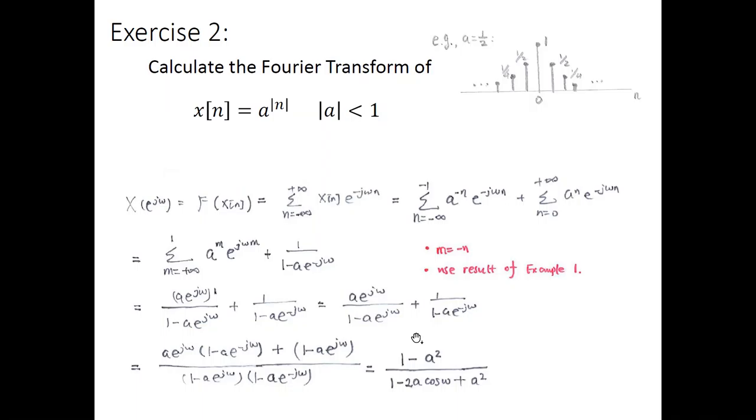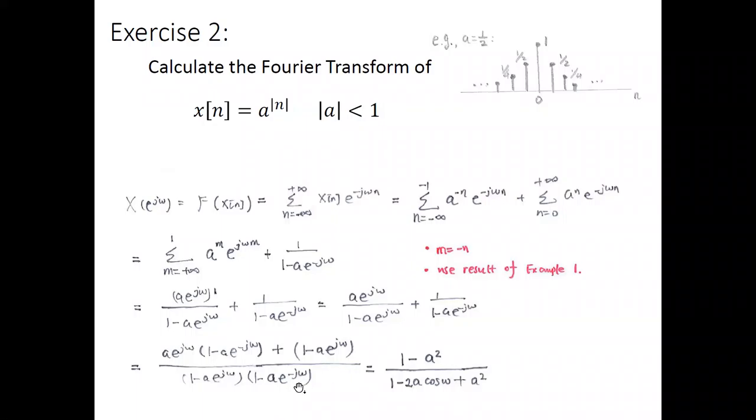If you are interested, you can simplify a little bit. Note that the two denominators are not the same. The first one has exponential plus j omega. The second one has exponential minus j omega. So we multiply these two different denominators. For the first numerator, we multiply it with the additional one minus a exponential minus j omega. For the second term, we multiply by the additional one minus a exponential j omega.